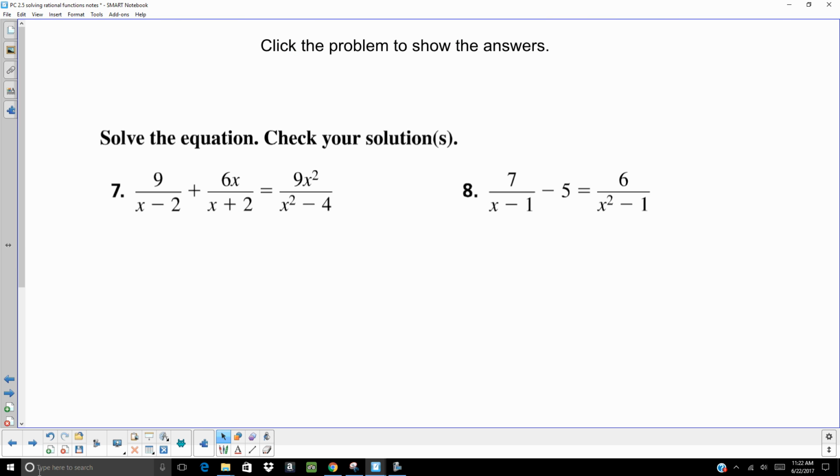All right, here are 2 problems for you to try on your own. I suggest you hit the pause button. After you have worked them out, hit the play button and see how you did.